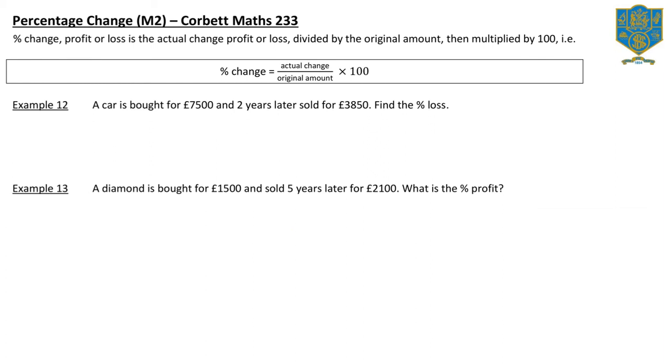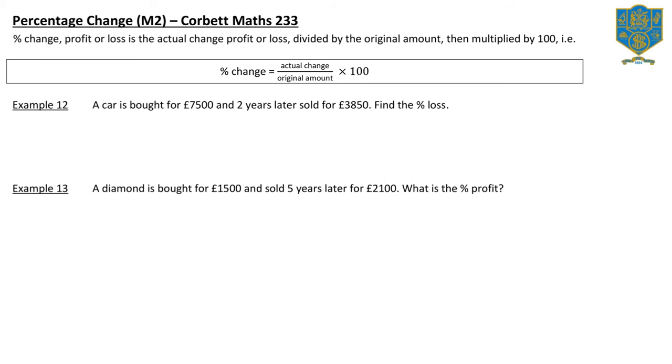Percentage change. So percentage change, or percentage profit, or percentage loss, is the actual change, profit or loss, divided by the original amount. So if we know the original amount and we know the end amount, the change is found by subtracting those. And then if you divide by the original and multiply by 100, that'll give you the percentage.